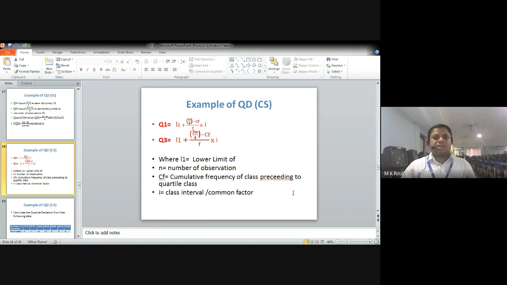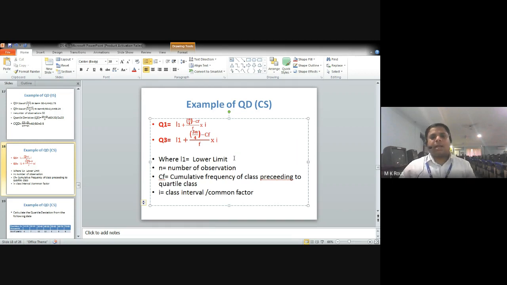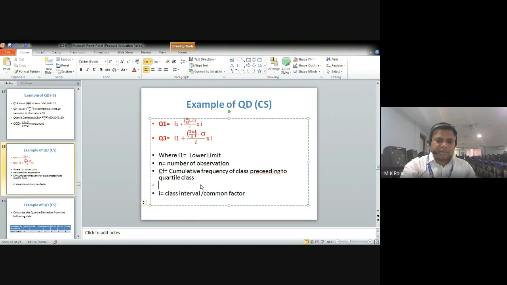Here L1 stands for your lower limit, and n stands for number of observations. CF stands for your cumulative frequency of class preceding the quartile class, and f stands for the corresponding frequency. And i stands for your class interval or common factor. So it is my advice to all of you to note down this formula in case of continuous series. Whenever you calculate quartile deviation, especially for continuous series, you use these formulas.